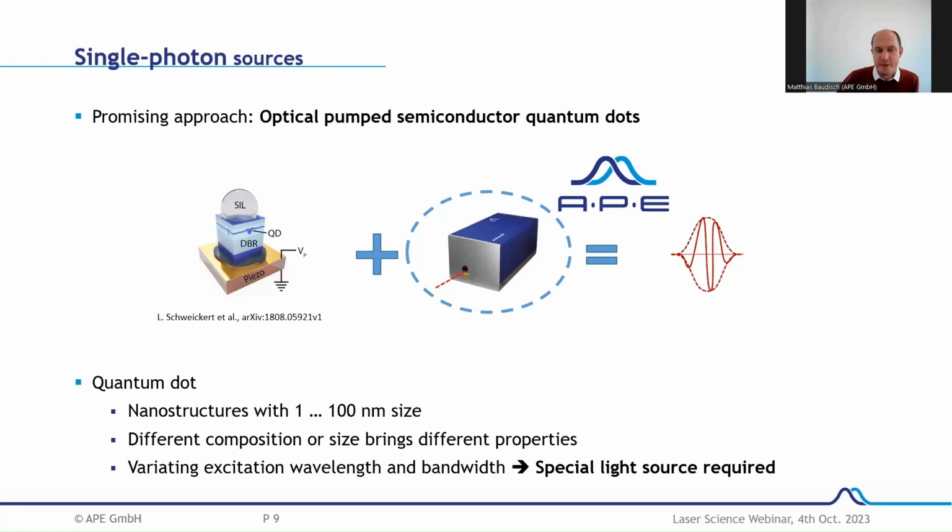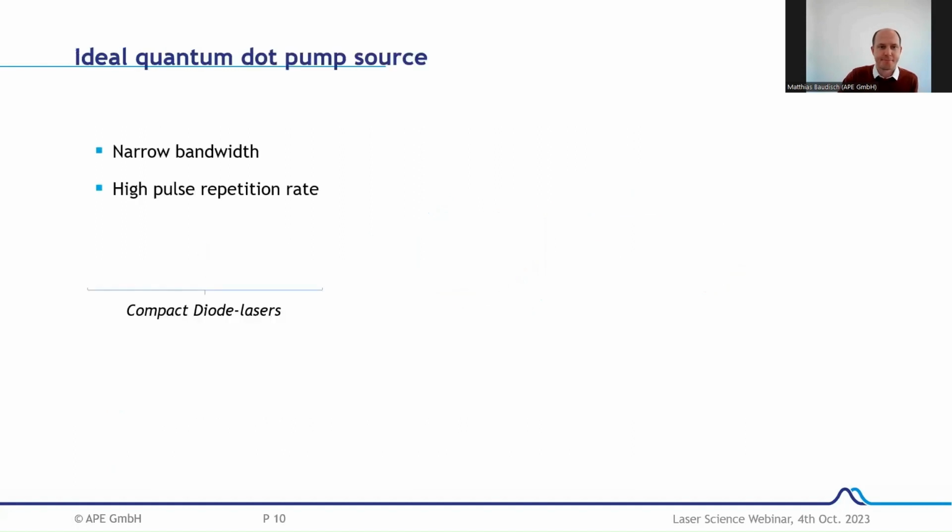So this means if you want to study a variety of different growing methods for quantum dots or different quantum dot regimes, then you need a very special light source that can address all these requirements. So yeah, here maybe just a short brainstorming, essentially, of what would be an ideal pump source, excitation source for quantum dot single photon emission. If you use, for example, compact diode lasers, then you have a narrow bandwidth, which is good for the excitation of quantum dots, and you have a high repetition rate, which is also great, but you have the problem that you have a fixed center wavelength.